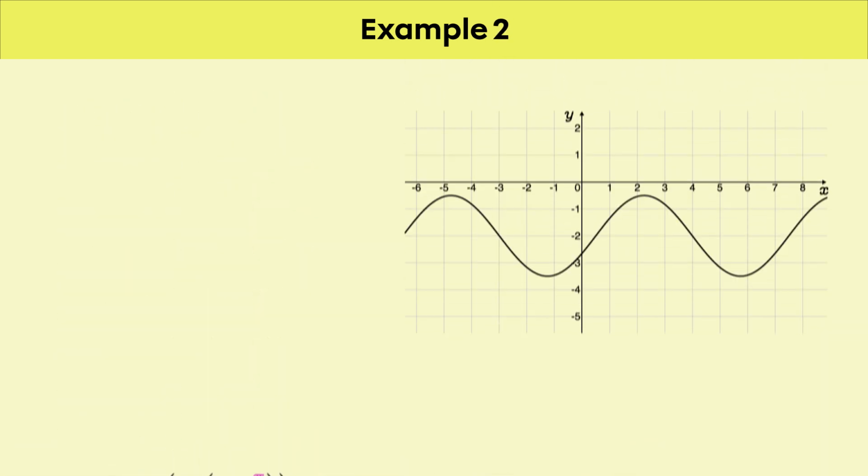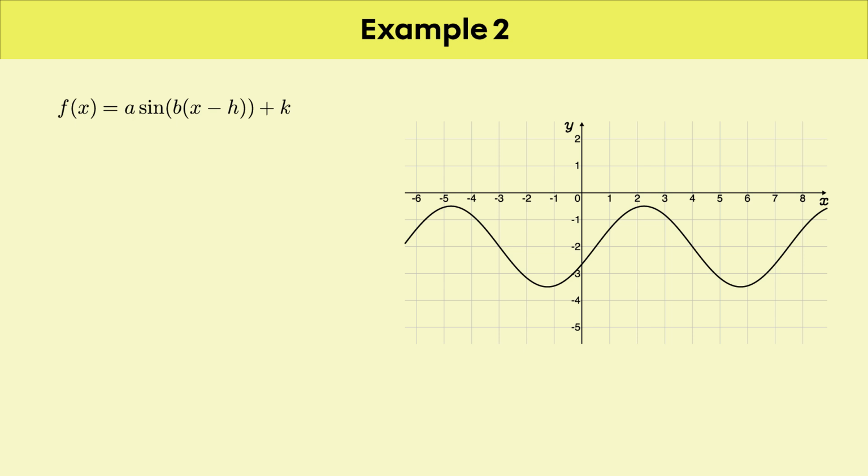Let's do a second example with the following function. The first step is to find parameters h and k. To do so, we trace the axis of oscillation, or midline, which passes through the middle of the function. Since the highest point has a y-coordinate of -0.5 and the lowest point has a y-coordinate of -3.5, the equation of the axis is y equals -2.